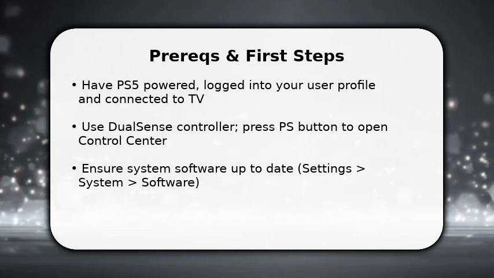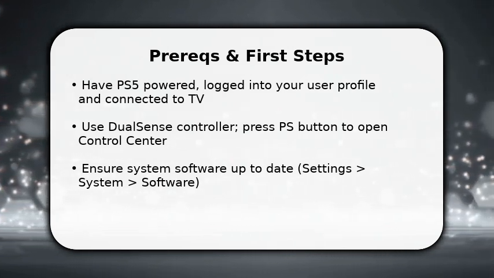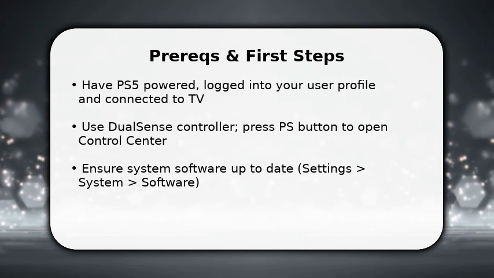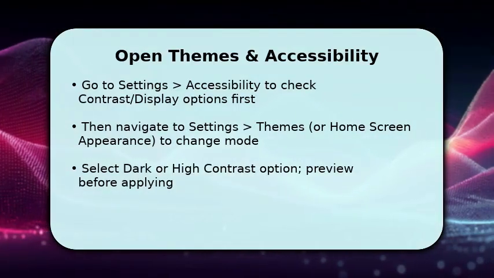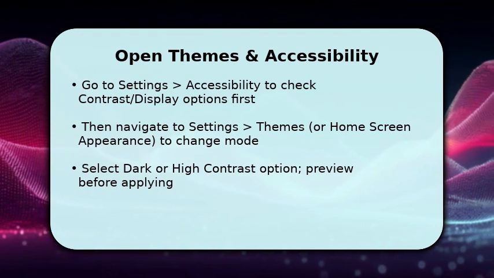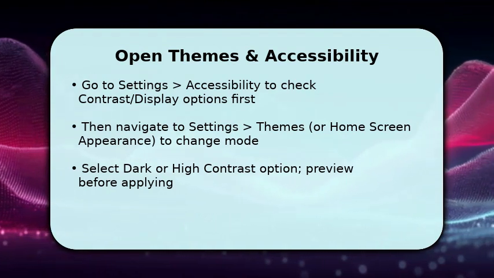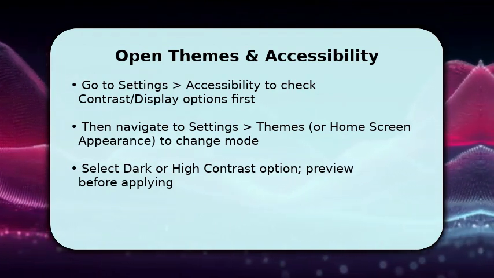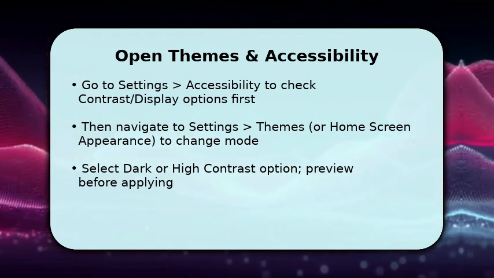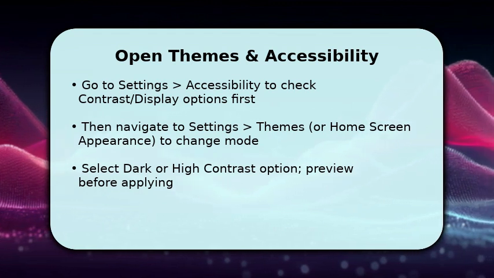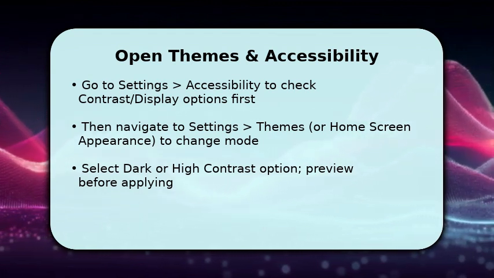Now you'll tune the display before flipping the theme. Go to Settings, then Accessibility, and scan Contrast and Display options. Adjust those if icons or text look washed out. Once that's done, return to Settings and find Themes or Home Screen Appearance. Console menus sometimes group appearance under System depending on updates.